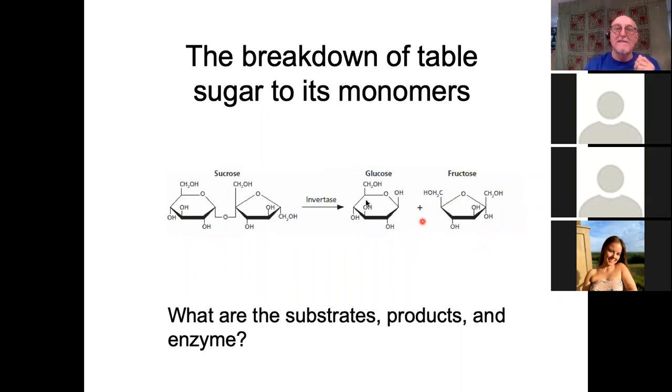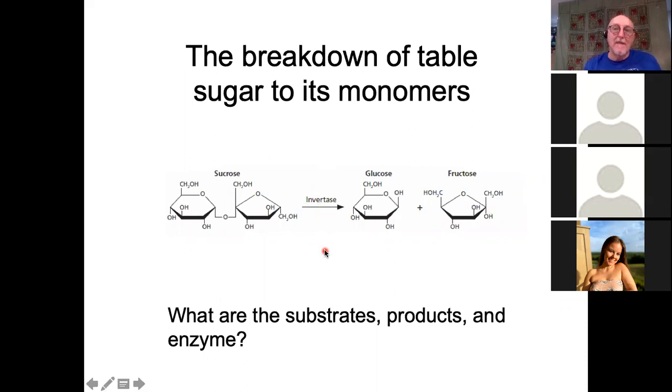This enzyme here is a physical entity, and it is grabbing substrate and it is forcing it to do things, and then it's releasing products. So in this here, what is the substrate? The substrate is sucrose. What are the products? The products are glucose and fructose. What is the enzyme? The enzyme is the invertase.